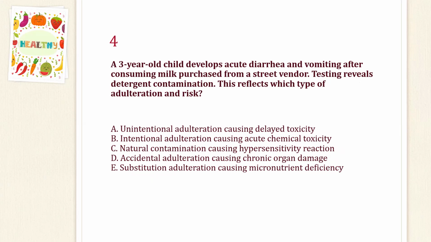A, unintentional adulteration causing delayed toxicity. B, intentional adulteration causing acute chemical toxicity. C, natural contamination causing hypersensitivity reaction. D, accidental adulteration causing chronic organ damage. E, substitution adulteration causing micronutrient deficiency. B. Yes, B is the right answer.